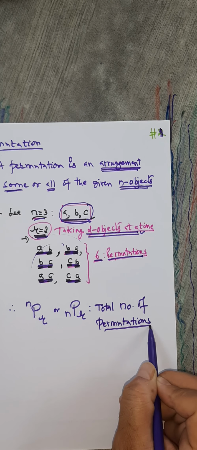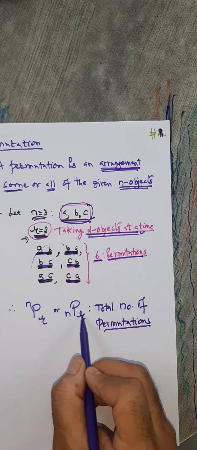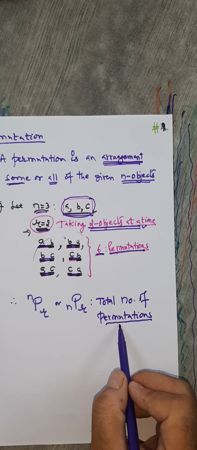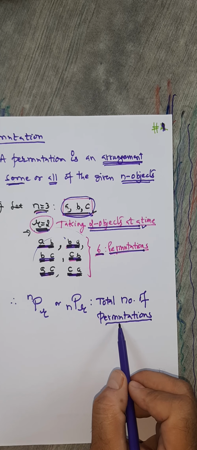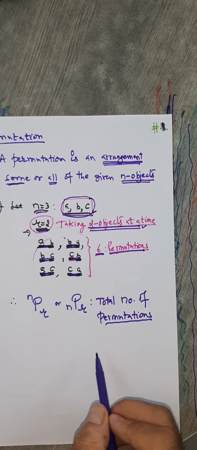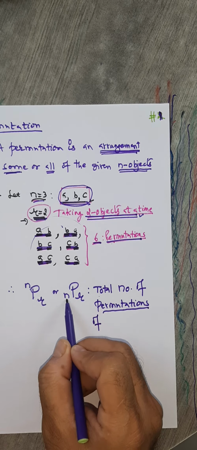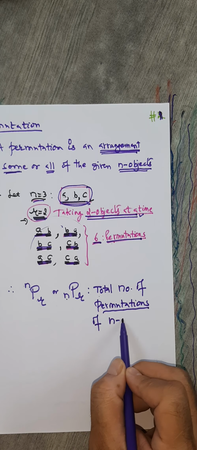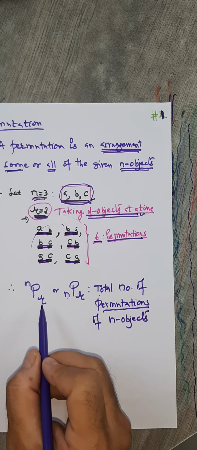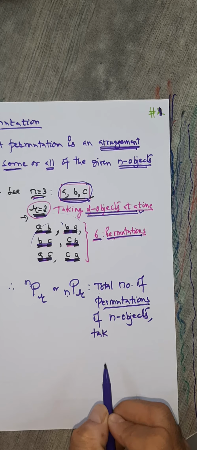Permutations means what? Arrangement. Total number. So it may be 2, 10, 20. So this answer will be always an integer. You cannot have permutation equals to 3.5, remember. Number of arrangements cannot be 3.5, so this is never fractional. Total number of permutations of how many objects? n objects. And how many at a time you are taking? r. Taking r at a time.